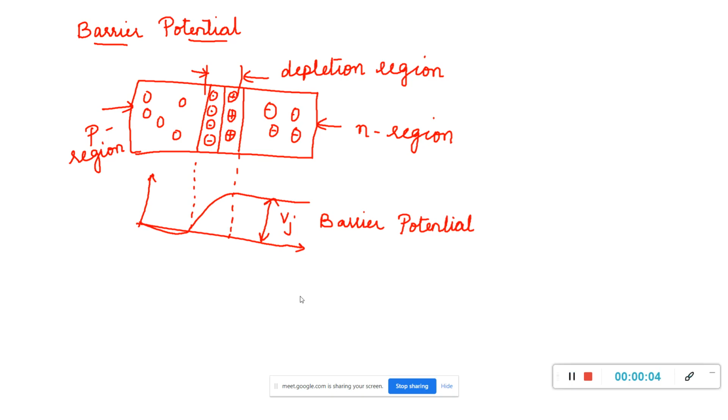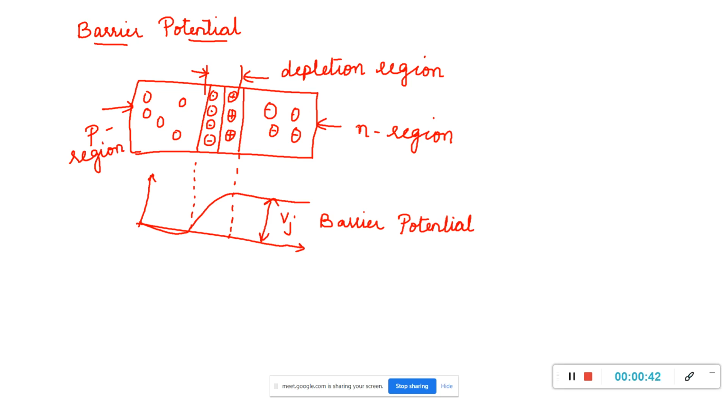So here, students, you can see the barrier potential and the depletion region. Here, this is a p-type region, and this is an n-type region. In the p-type region, holes are the majority carriers and electrons are the minority carriers. The current conduction due to the holes is known as hole current, and the current conduction due to the electrons is known as electron current. Total current is equal to hole current plus electron current.